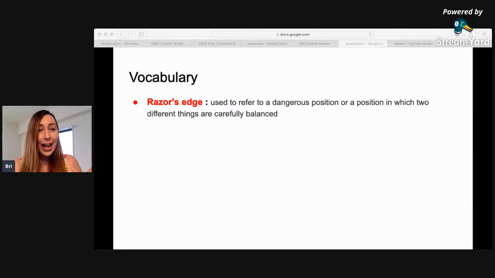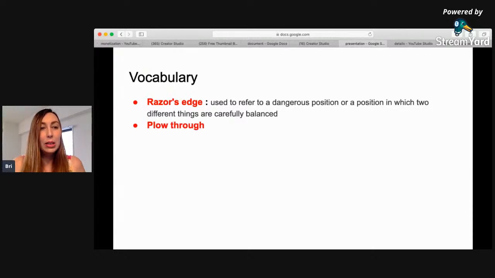Right now, you'll see in a lot of articles and on the news, they are saying that this election is on the razor's edge. So it's kind of balancing back and forth. Who is going to win? The Democrats or the Republicans? Biden or Trump? It's going back and forth. Yeah, close margin. Very good. Let's take a look at the next word.